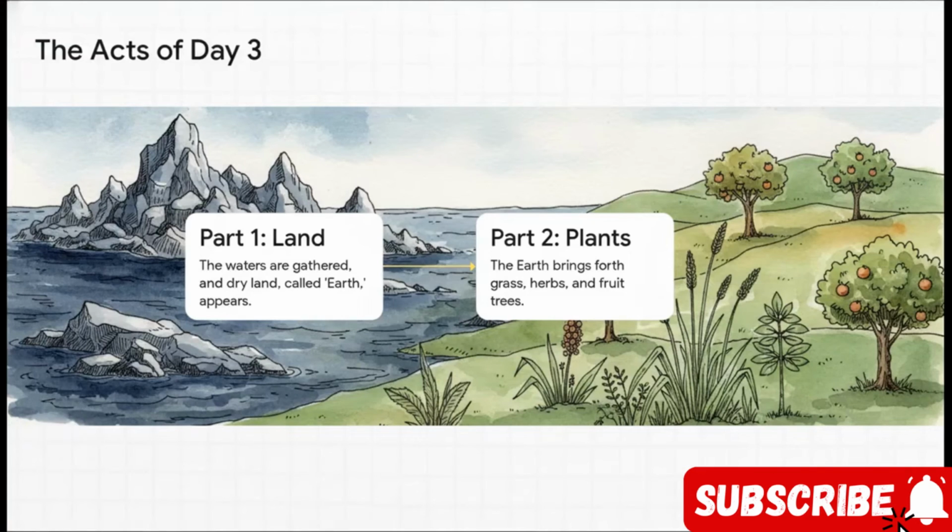Day 3 is a busy one. It's got 2 parts. First, the waters get pushed back and boom, dry land appears. That's called Earth. Then for part 2, that brand new land gets its first job, to sprout all kinds of vegetation, grass, plants, fruit trees. And we see a phrase here that's going to pop up again. Each plant reproduces after his kind. It's establishing this idea of ordered, distinct species right from the get-go.